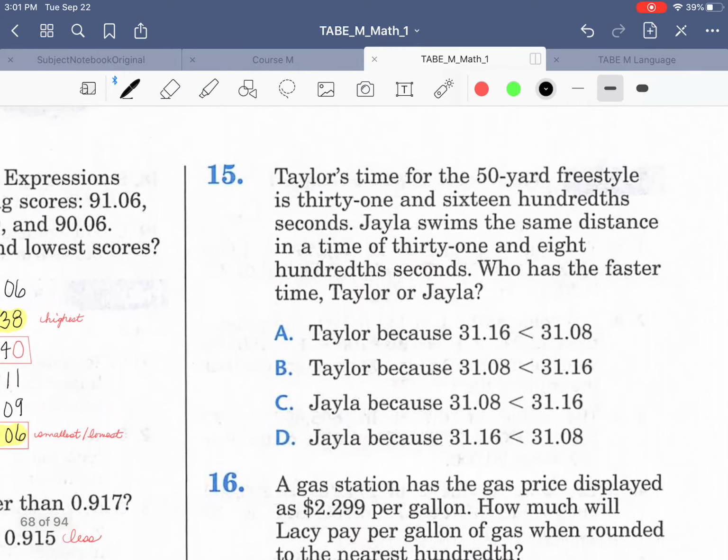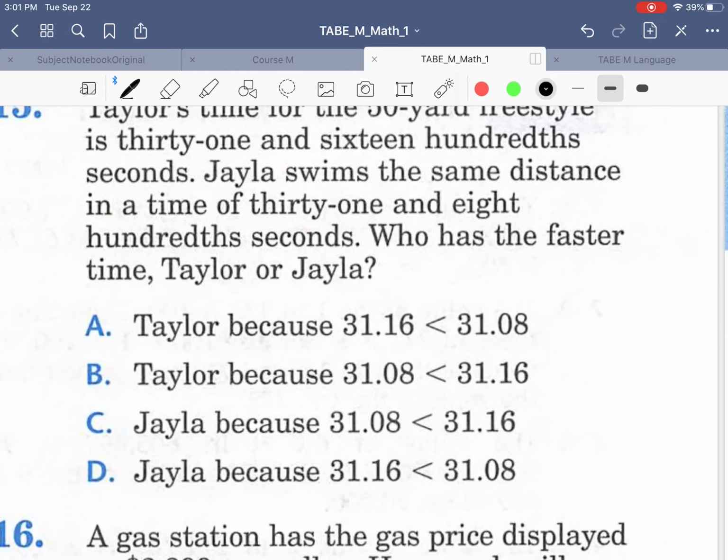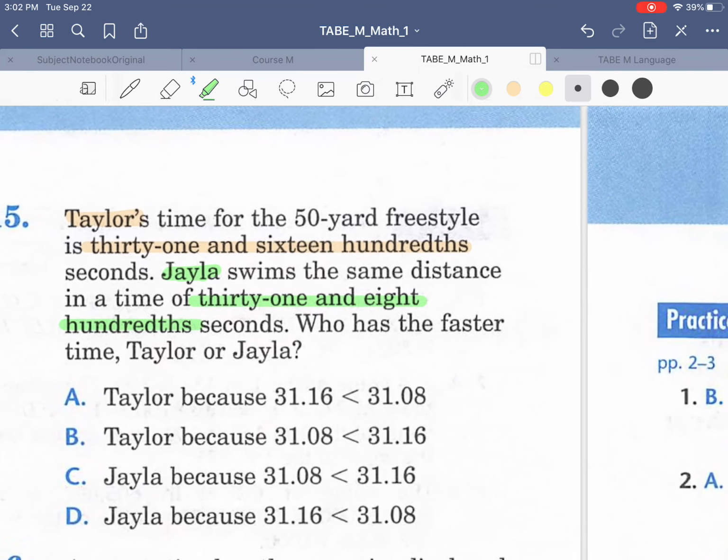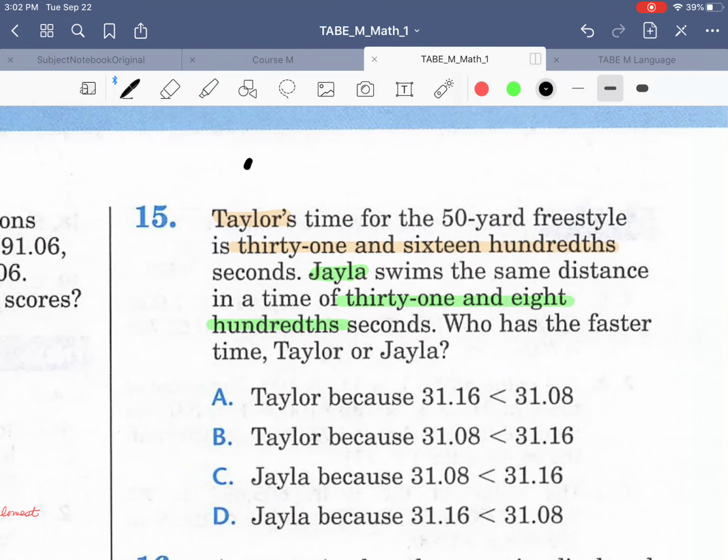Number 15. Taylor's time for the 50-yard freestyle is 31 16/100 seconds. Jayla swims the same distance in a time of 31 8/800 seconds. Who has the faster time, Taylor or Jayla? So we need to get Taylor's time and separate that from Jayla's time. Be very, very careful here. Keep them straight.